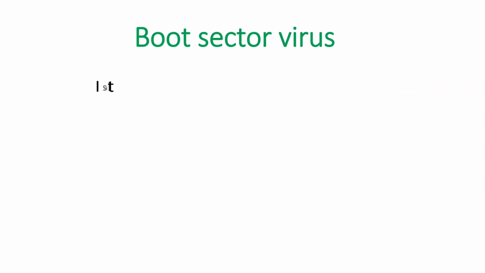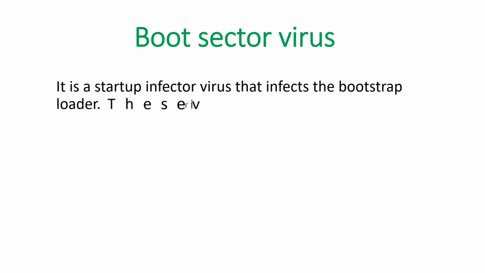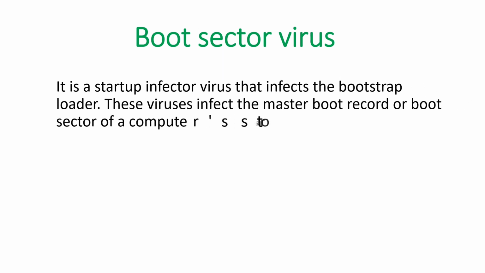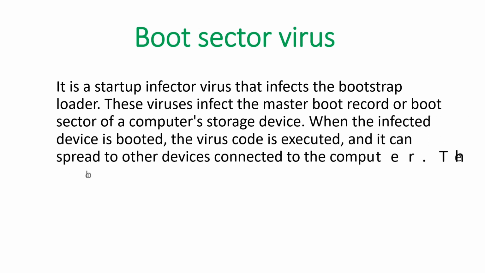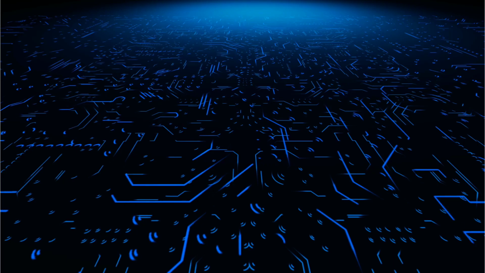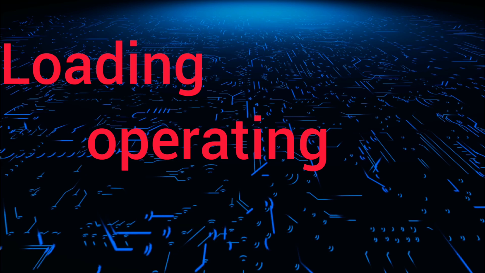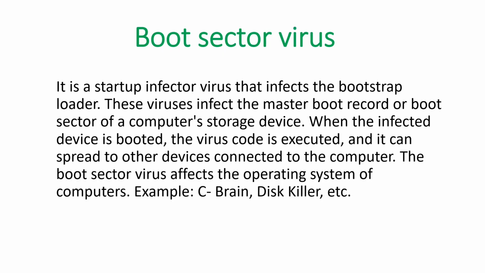Boot sector virus. It is a startup infector virus that infects the bootstrap loader, or we can say the master boot record, which is a small program that helps to load the operating system. When the infected device is booted, the virus code is executed and it changes the program of the master boot record that does not allow the operating system to load in our computer system, and that is why this virus mainly affects the operating system. The examples of boot sector virus are the C-Brain, Disk Killer, and so on.